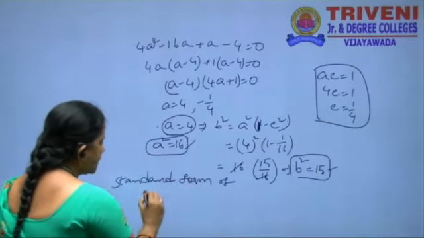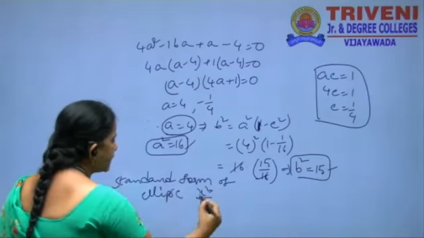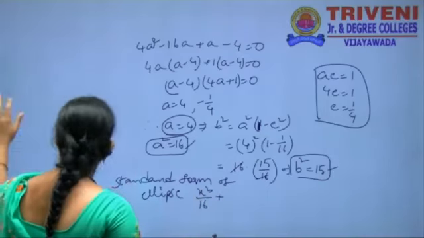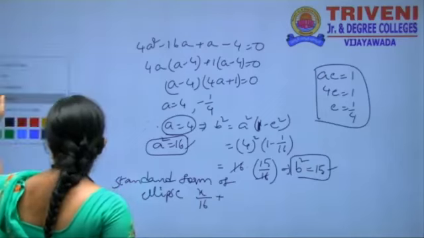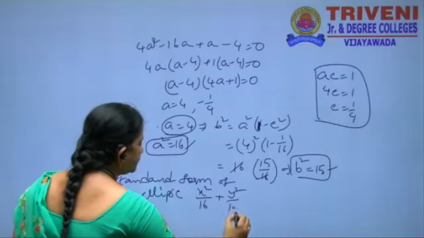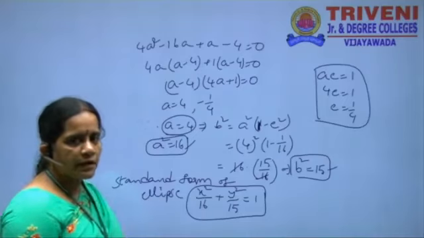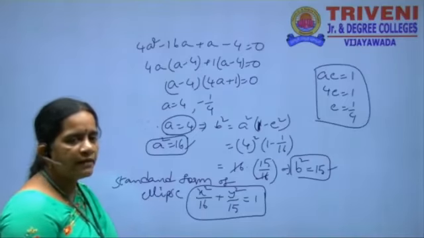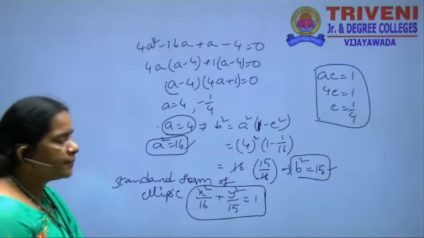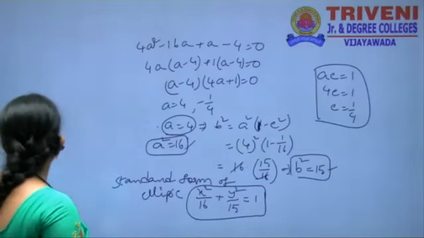Standard form of the ellipse is x square by a square plus y square by b square is equal to 1, that is x square by 16 plus y square by 15 is equal to 1. This is the standard form of the ellipse. This is the way to find the equation of the ellipse when the distance between the foci and the length of the latus rectum are given. Okay, and then we are going to the next problem.